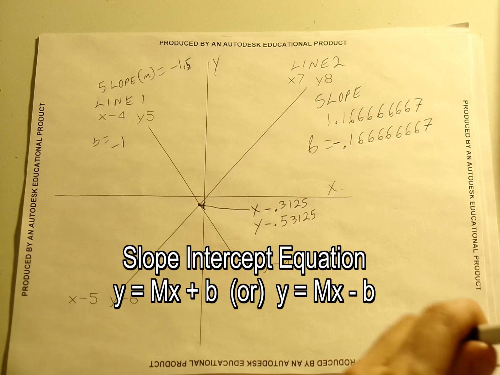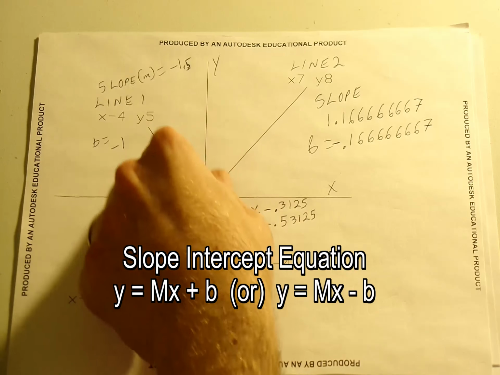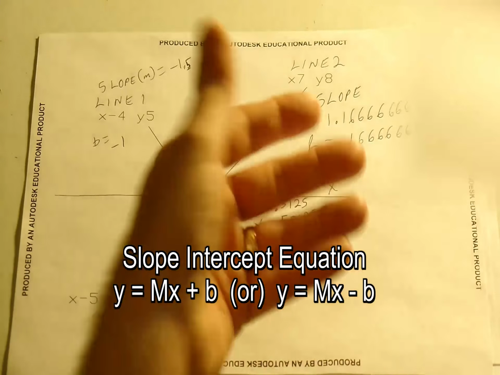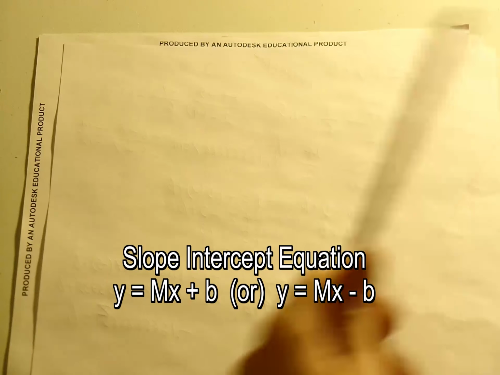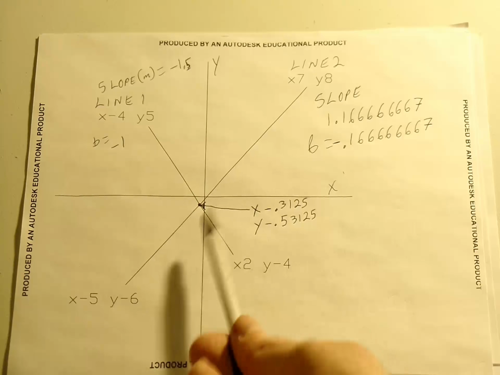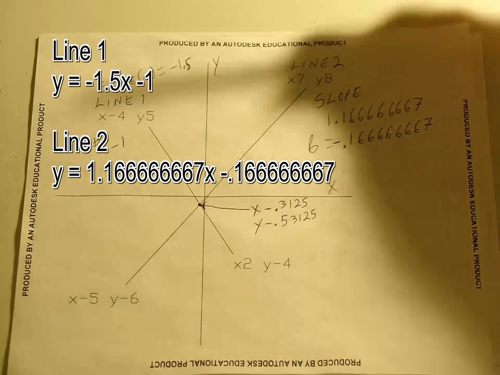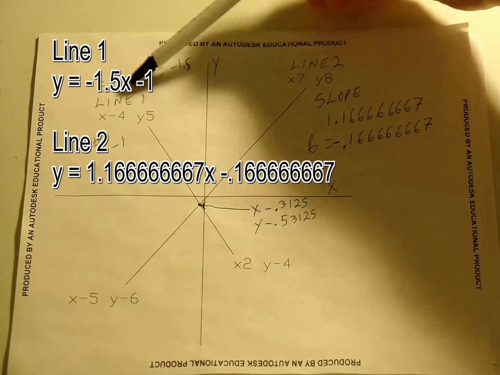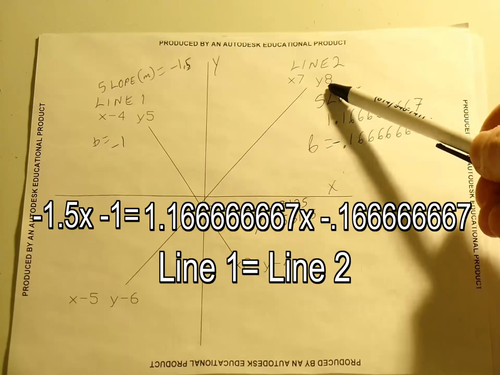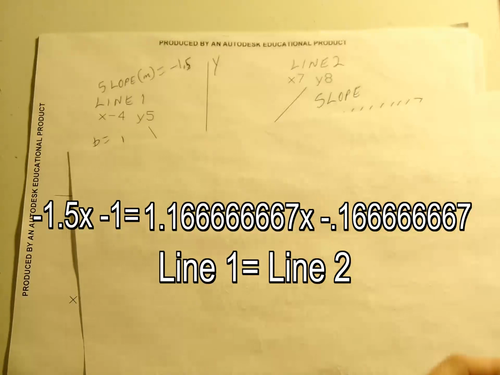Okay, now that we have our slopes and also our intercepts for each line 1 and 2, we're going to go ahead and put the numbers together. We're going to make a full equation here. Again, y equals mx plus or minus b for a slope-intercept equation. And we're going to make both lines equal to each other. And let me write it down for you.